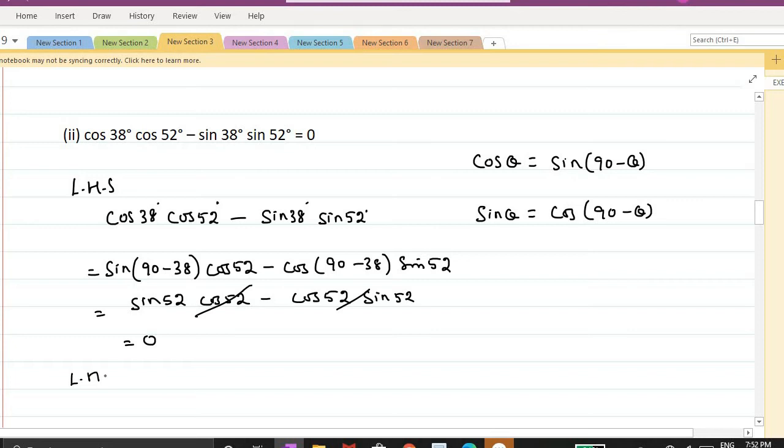What is the left hand side answer? 0. What is the right hand side given? Right hand side also 0. Therefore left hand side equal to right hand side, LHS equals RHS. Hence proved.